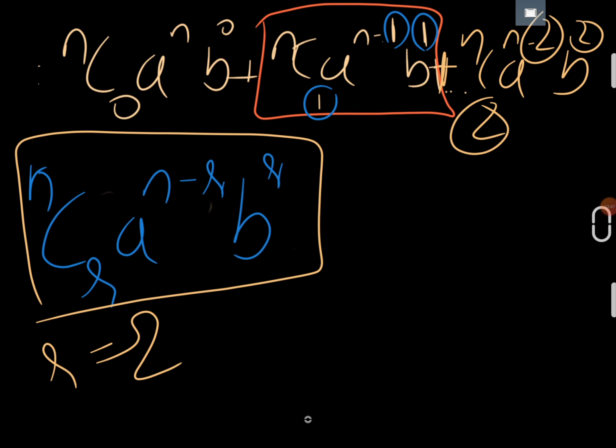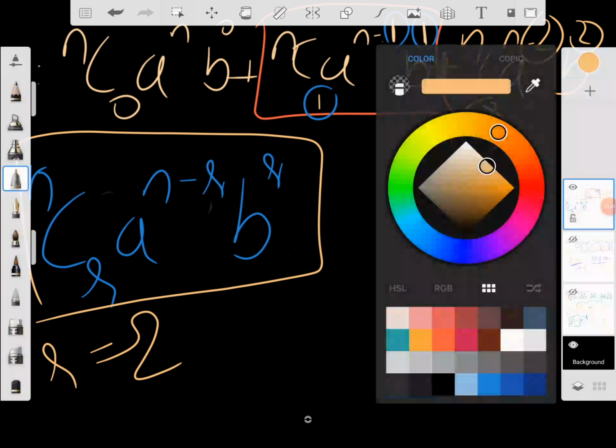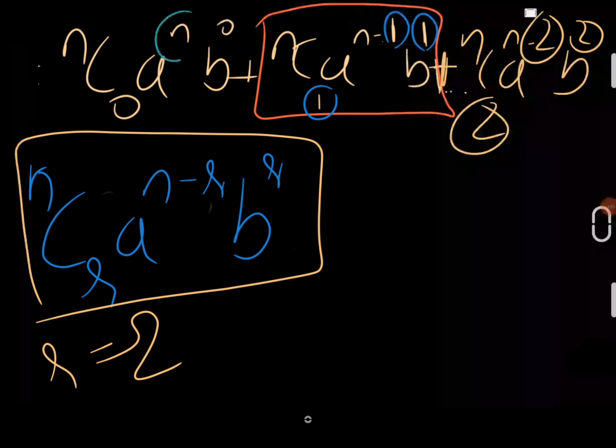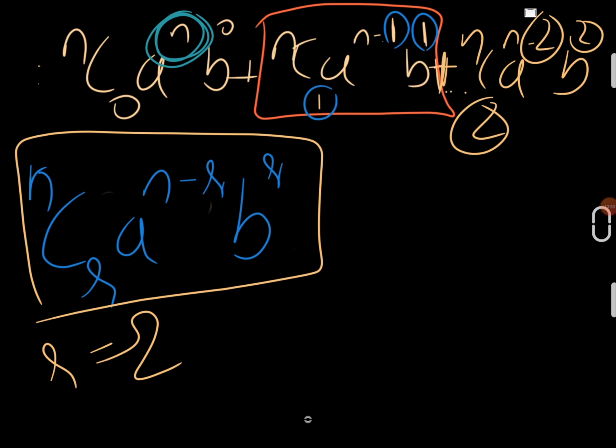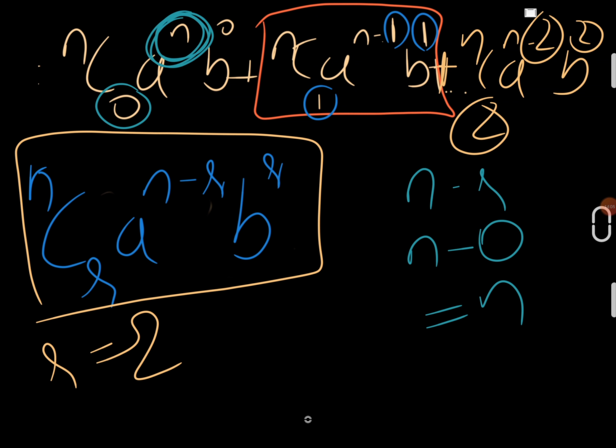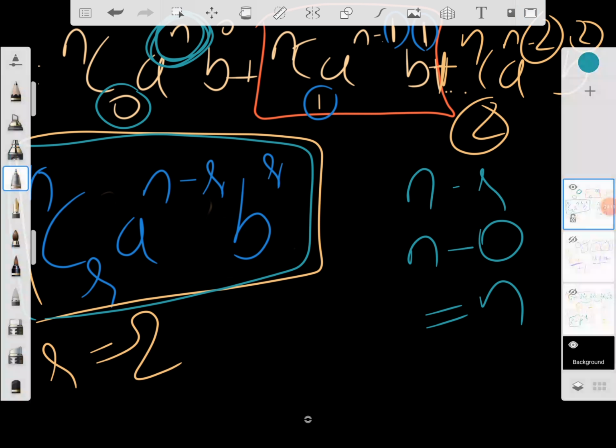Now someone might have a doubt: sir, why is it not n minus r here, why is it only n? Because here the r is 0. So n minus r is n minus 0, which is n itself. That is why I have not written n minus r here. So we see that in every term this pattern is followed: nCr a to the power n minus r into b to the power r.